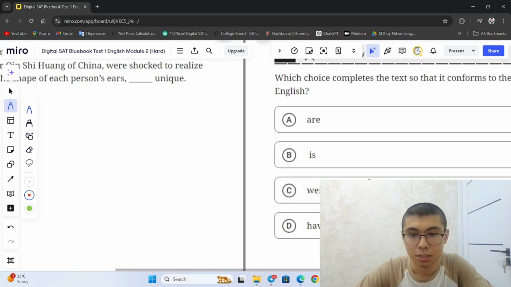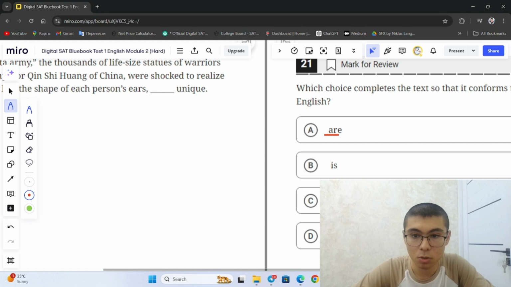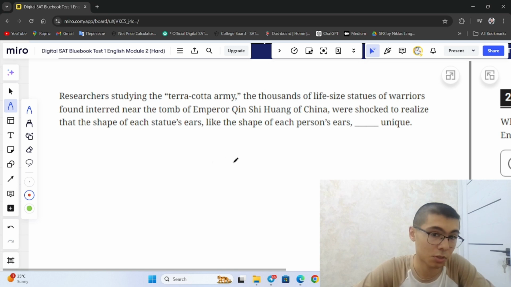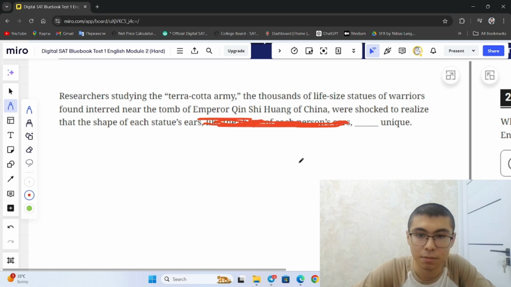21. Like this one is plural, this one is plural, and this one is also plural, but is singular. Let's have a look here. Like this one is a non-essential clause and we can easily eliminate it because it's not essential to us.